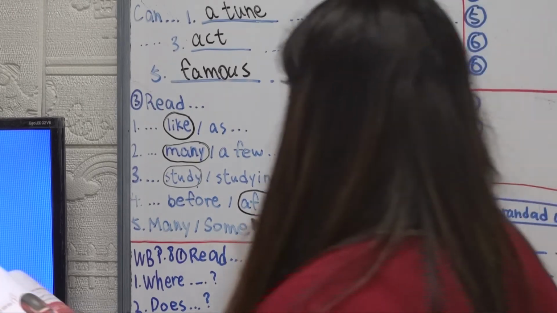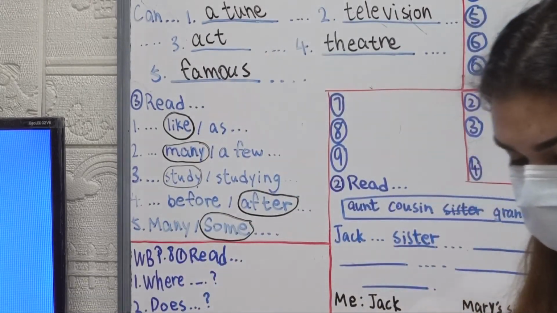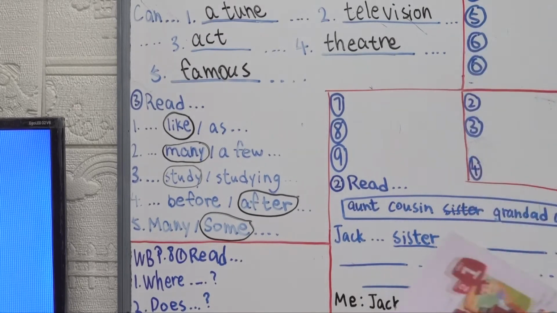Some, right? It says that only a few become famous. Okay, some students become famous. All right. Good. Let's move on to 8.